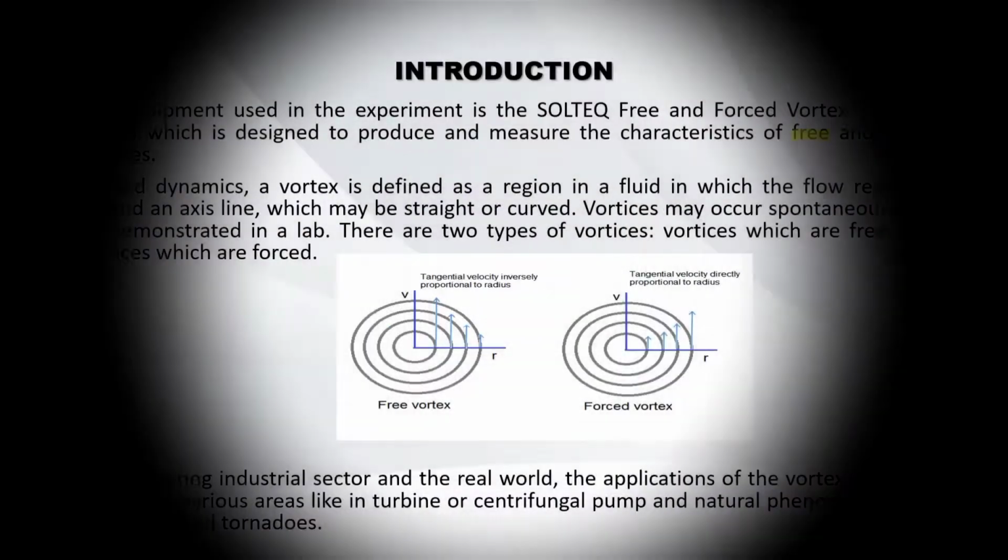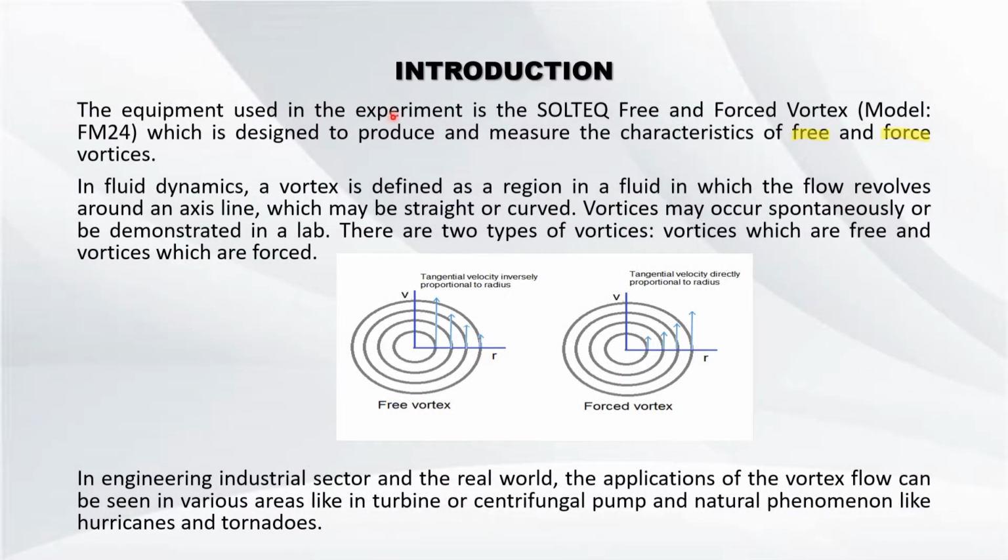2019218684. We are from Group 6 and today we will conduct Experiment 2, which is free and forced vortex. Introduction. The equipment used in the experiment in the laboratory is the free and forced vortex apparatus, which is designed to produce and measure the characteristics of free and forced vortices.